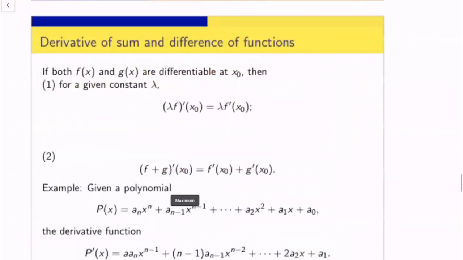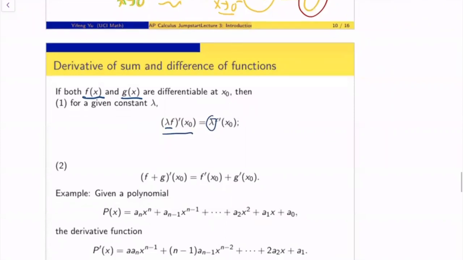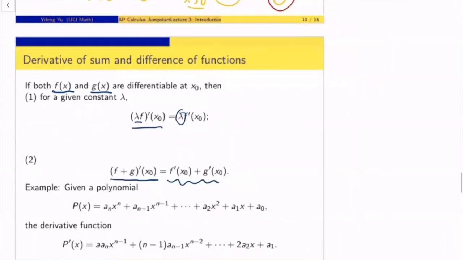Now here are some basic rules regarding derivatives. Suppose that f and g are both differentiable at x zero. If you multiply f by a constant, when you take the derivative, you can just pull the constant out. And for f plus g, the derivative of the sum equals the sum of the derivatives. Those can be easily verified by the definition.